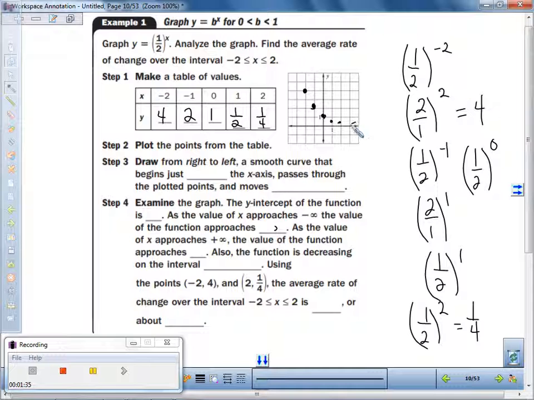Okay, so as we're drawing our graph here, try to draw a smooth curve. And this is going to get closer and closer to the x-axis, but won't actually cross it. And remember, the line that it gets closer and closer to would actually be our asymptote. Okay, but to draw, we draw from left to right a smooth curve that begins just above the x-axis and passes through the points plotted and moves up to the left.